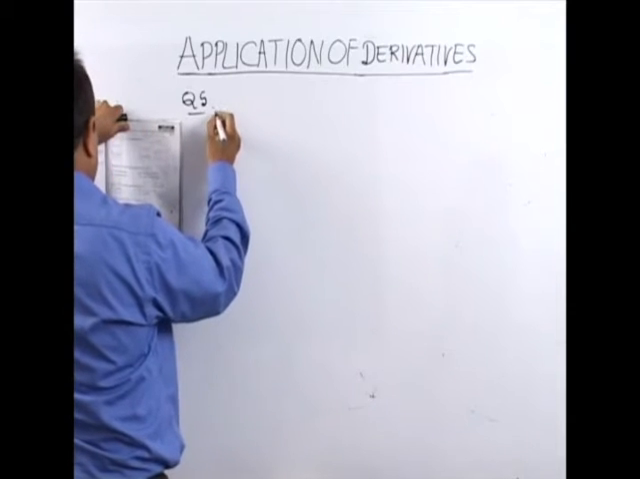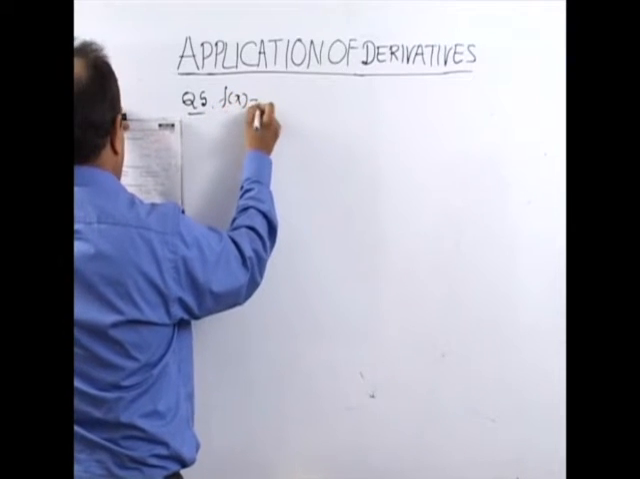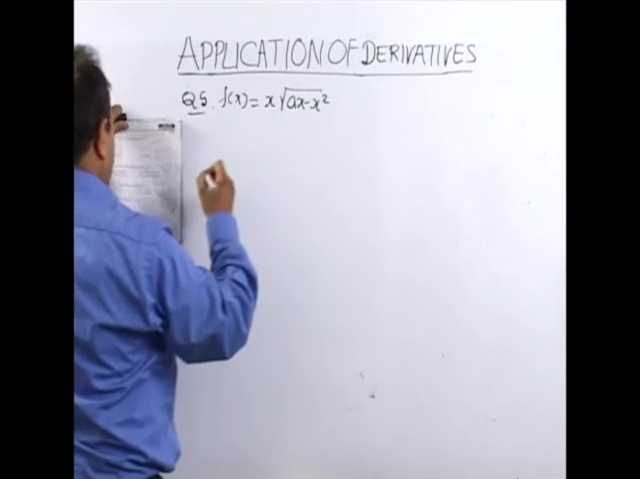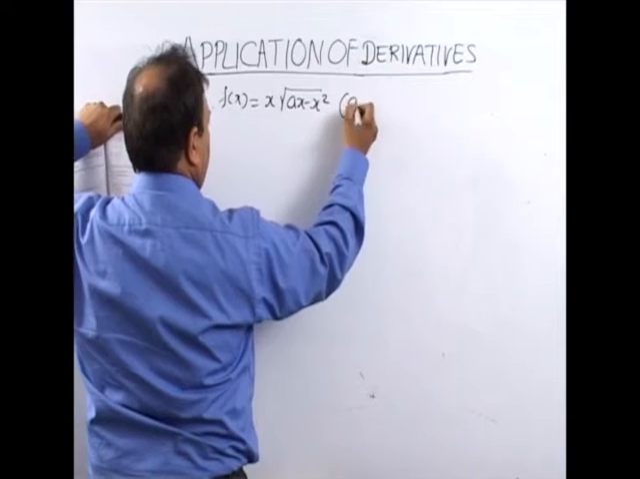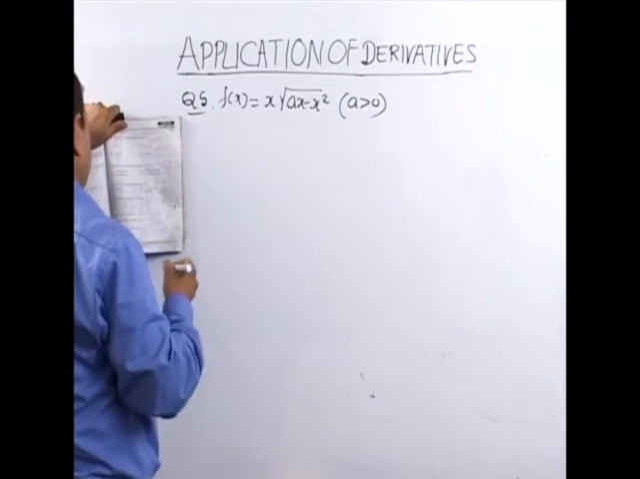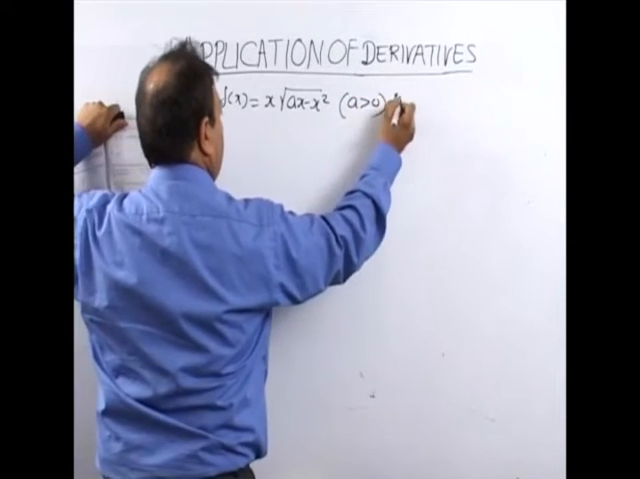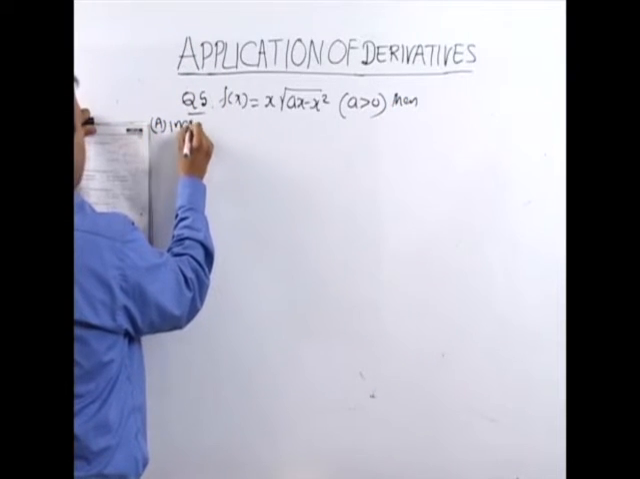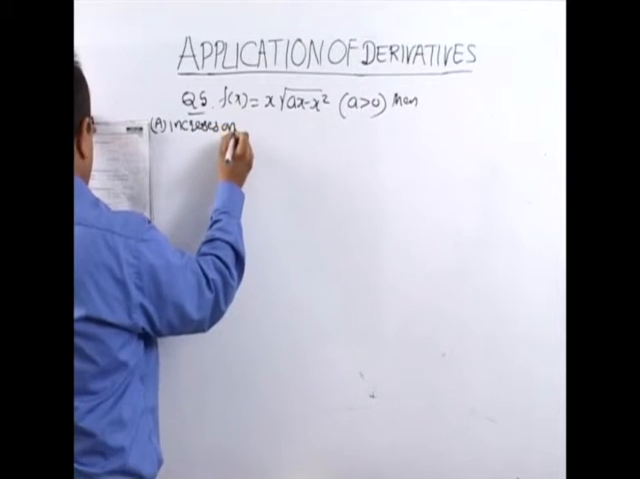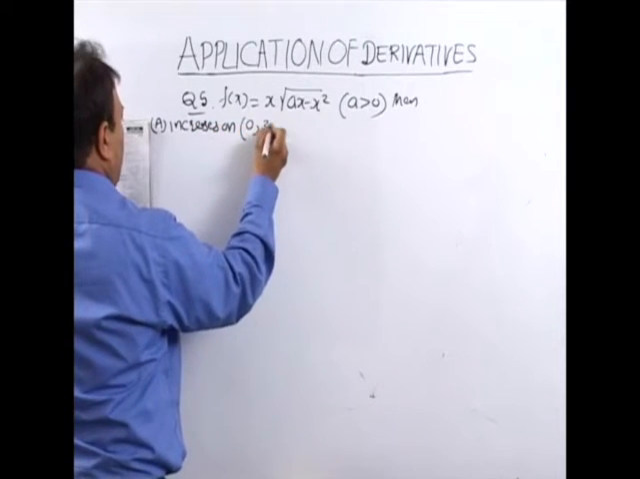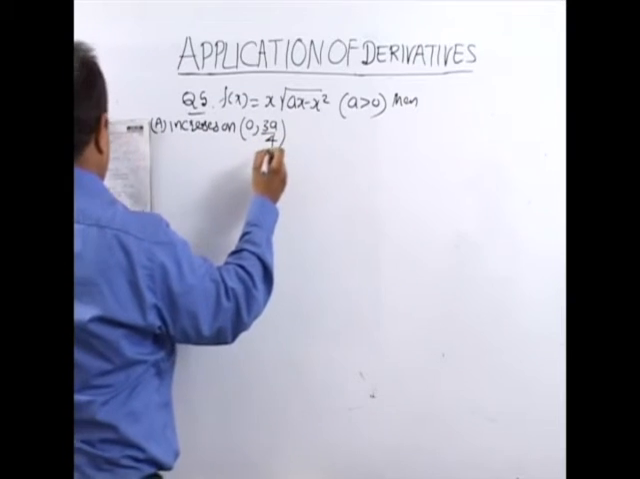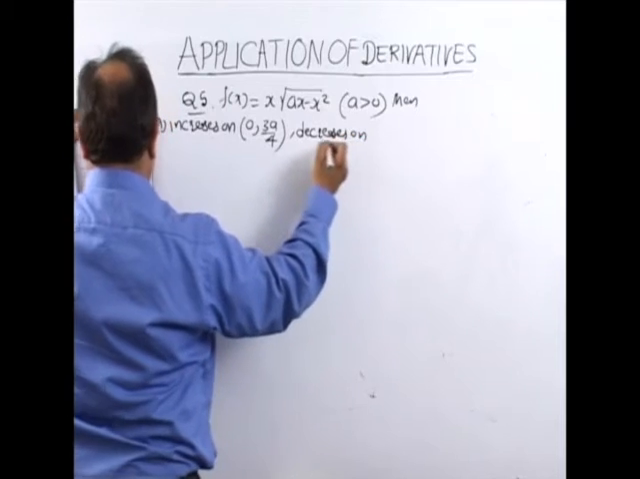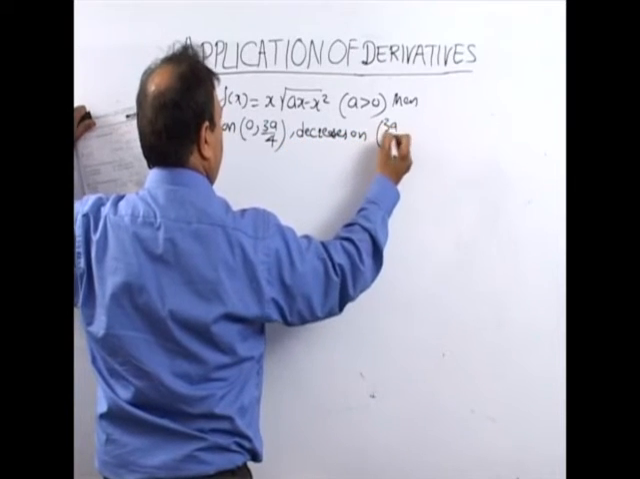Question number 5 is: f(x) is equal to x square root of ax minus x square, a greater than 0, then option A we have: increases on 0 comma 3a by 4, decreases on 3a by 4 comma a.